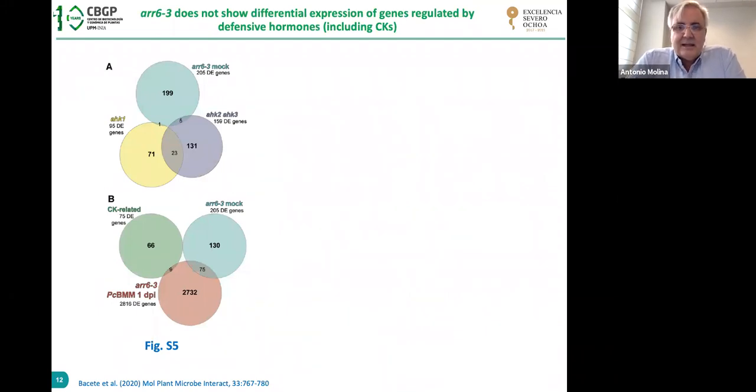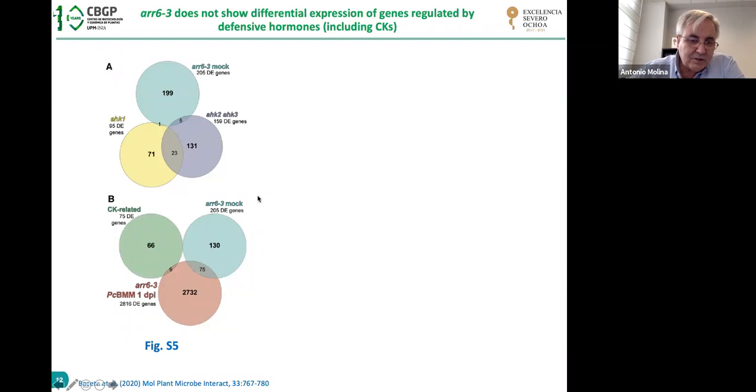So how about cytokinins? Because this is a protein that is involved in the activation of the cytokinin pathway. Well, to our surprise, we compared the constitutive expression of differentially expressed genes in non-inoculated plants of the ARR6.3 allele, and we compared with the published data of mutants impaired in the cytokinin pathway, like the double AHK2 AHK3, or the single AHK1, and basically we didn't find any significant overlapping.